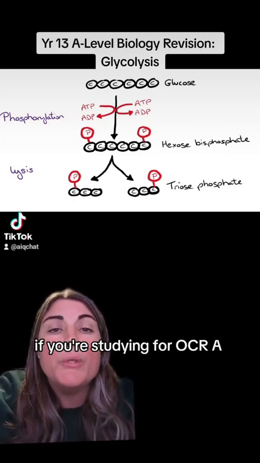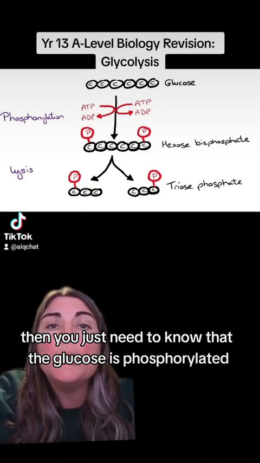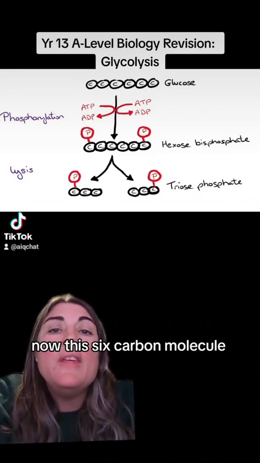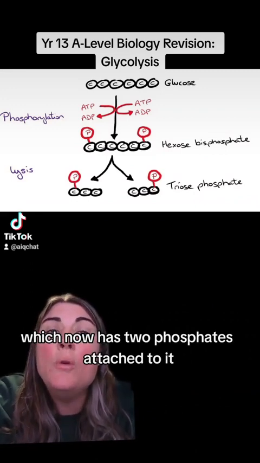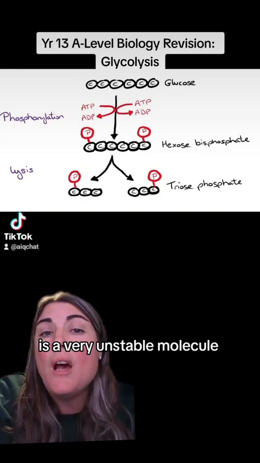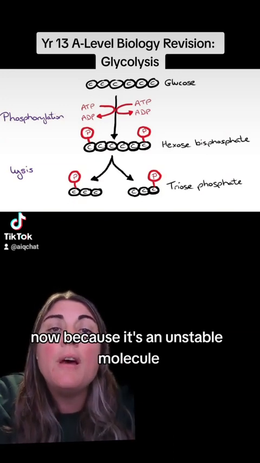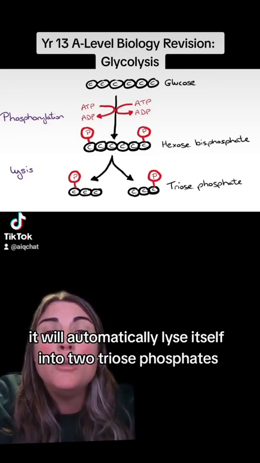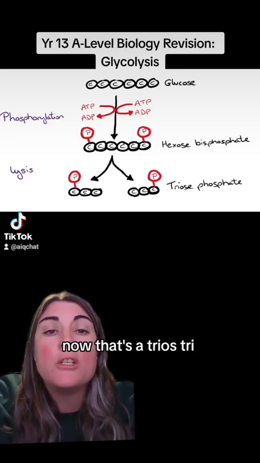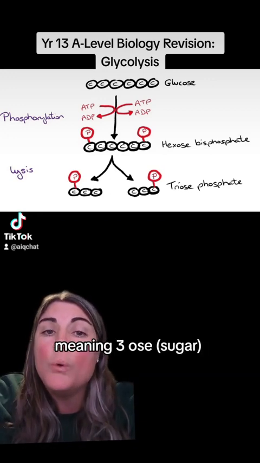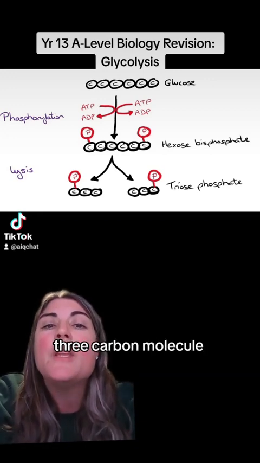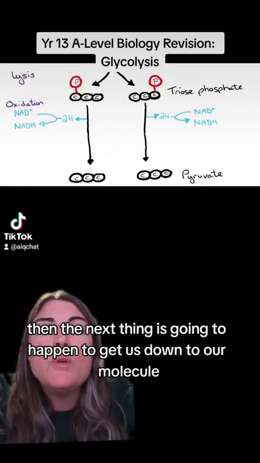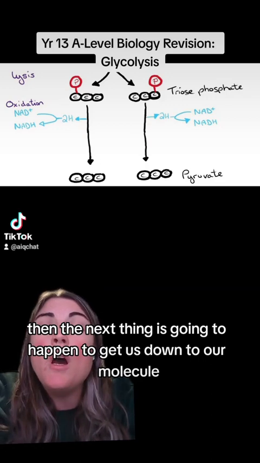If you're studying for OCR A, then you just need to know that the glucose is phosphorylated straight to the hexose bisphosphate. Now, this 6-carbon molecule, which now has 2 phosphates attached to it, is a very unstable molecule. Because it's unstable, it will automatically lyse itself into 2 triose phosphates. Now, that's a triose, tri meaning 3, a 3-carbon molecule attached to a phosphate.